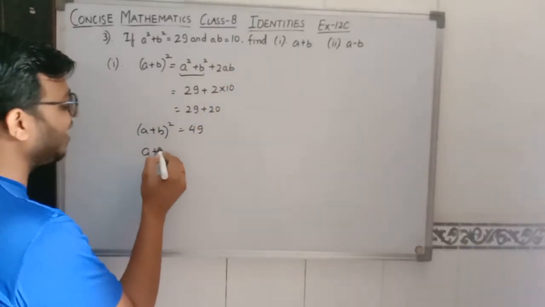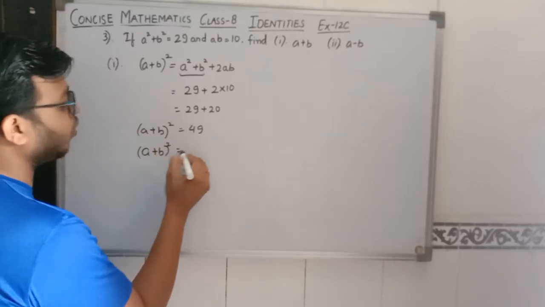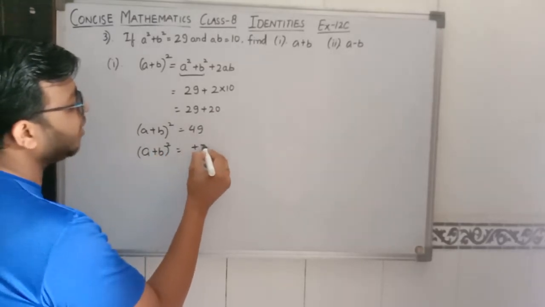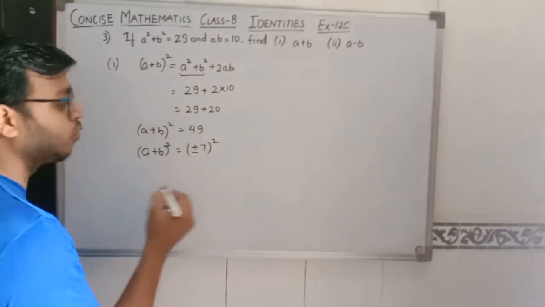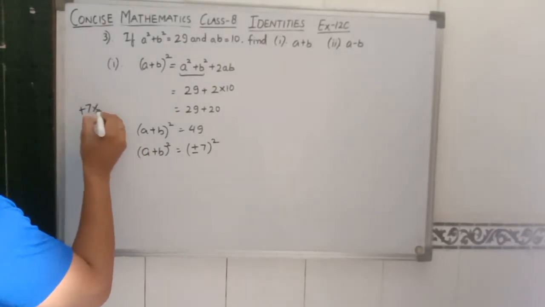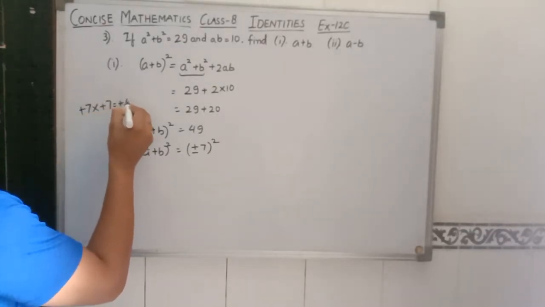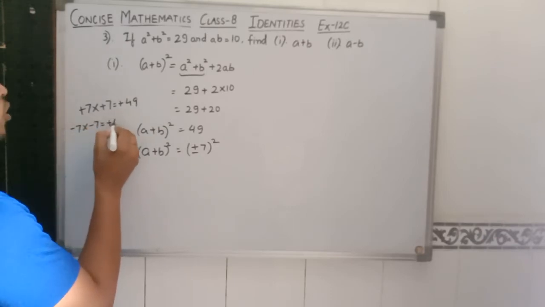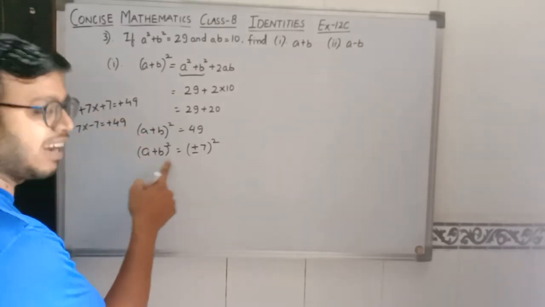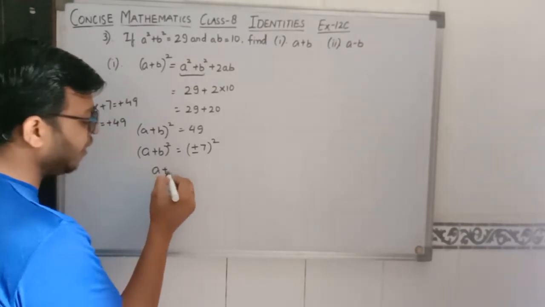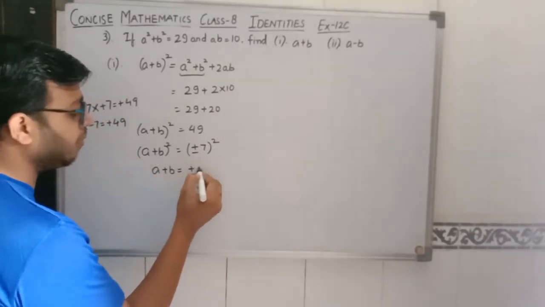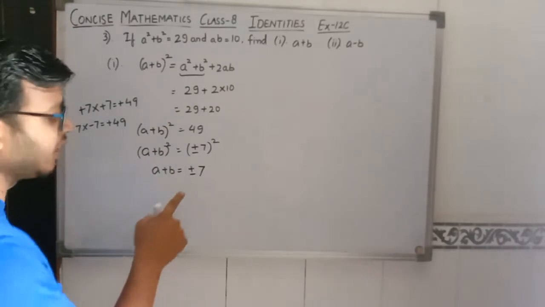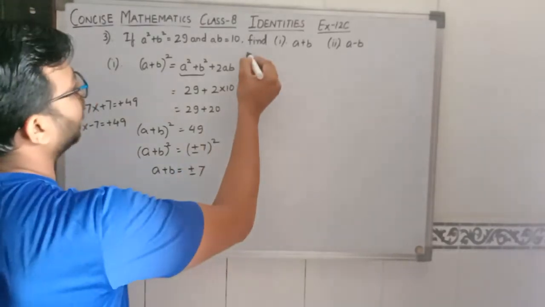So we can write a plus b whole square is equal to 49, which can be written as plus minus 7 whole square. Why? Because plus 7 into plus 7 is equal to plus 49, and minus 7 into minus 7 is also plus 49. That is why we are writing it this way. So the value of a plus b will be plus minus 7. Both answers are correct, plus 7 and also minus 7.